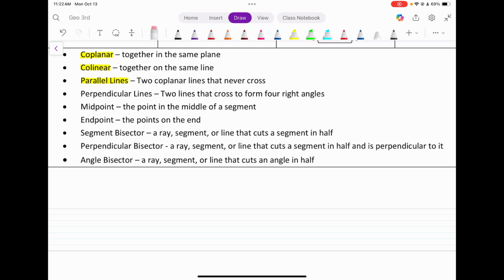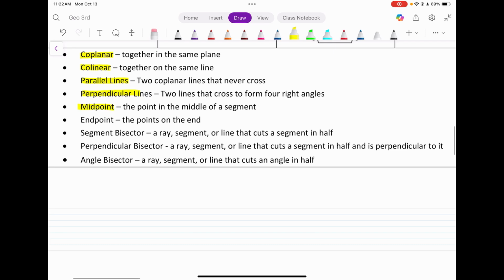Perpendicular lines are 2 lines that cross to form 4 right angles. And it is very important that they form a right angle, and we'll put a little box here to denote that that is a right or a 90-degree angle, but all 4 of those angles would be right angles.